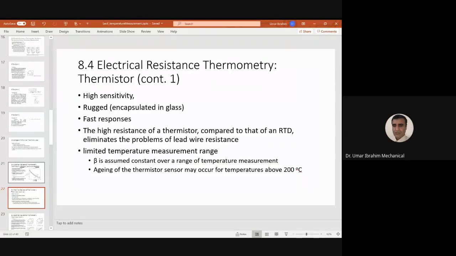So in a nutshell, a thermistor has higher sensitivity. It has fast response.